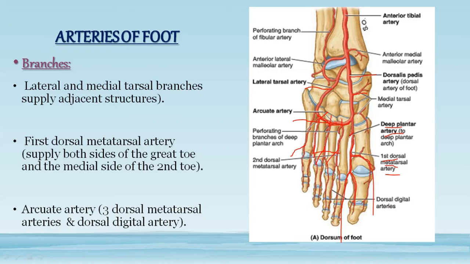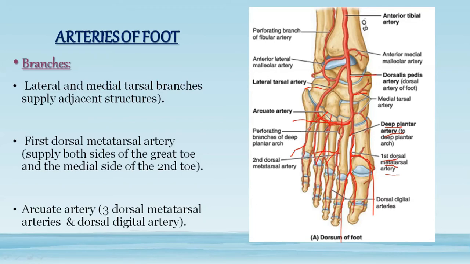So now the branches of the dorsalis pedis. This deep plantar artery is considered the terminal branch of the dorsalis pedis artery. Now come to the branches of the dorsalis pedis artery. The first branches are the medial and lateral tarsal arteries, which supply the adjacent structures. Then the first dorsal metatarsal artery, which supplies both sides of the great toe and the medial side of the second toe. The third important branch is the arcuate artery, which supplies the adjacent sides of the remaining digits.